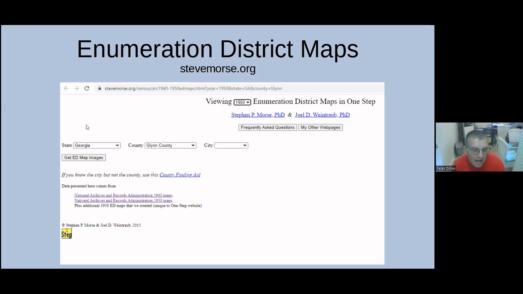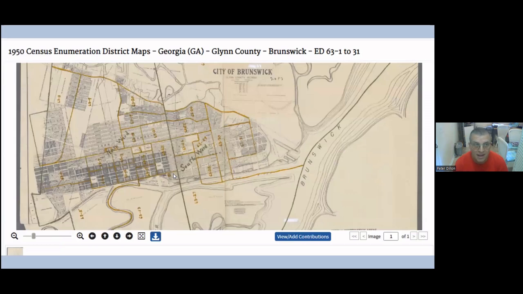So on his maps, you could put in the state, put in the county, and then if there was an urban area you were looking for, you would put that here. You would click on ED Maps, and that would bring up a map like this. So this is Brunswick. It's the county seat of Glynn County. And this is the 1950 Census Enumeration District. And you can see the areas that were broken up for the census takers to work.